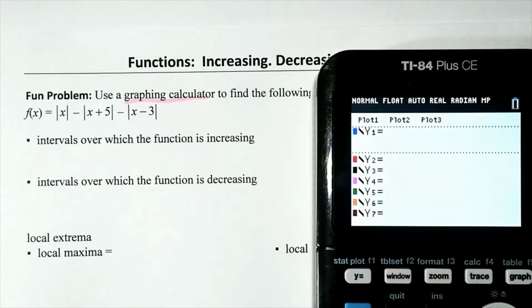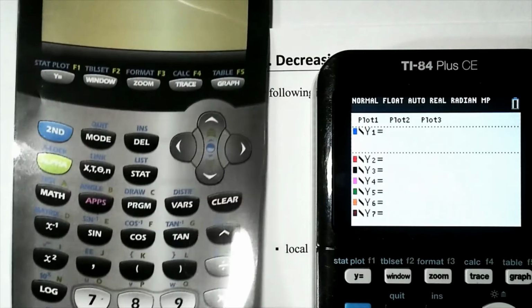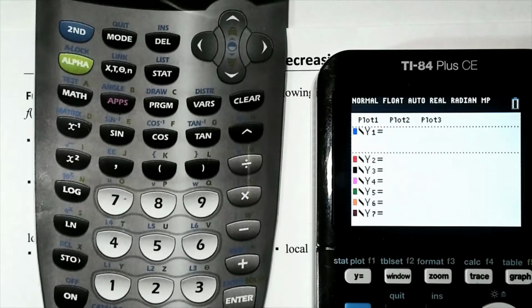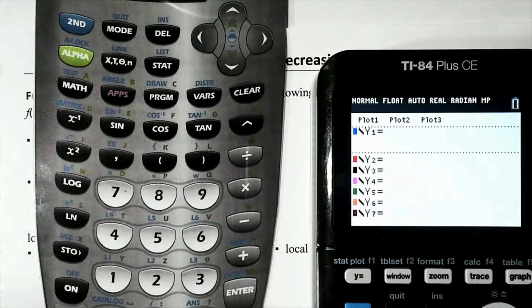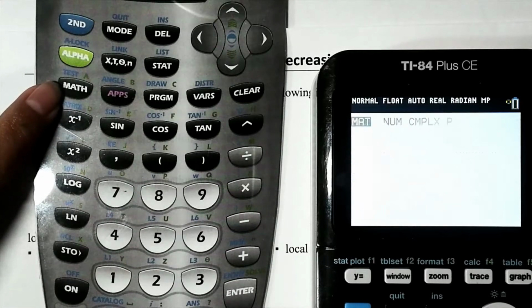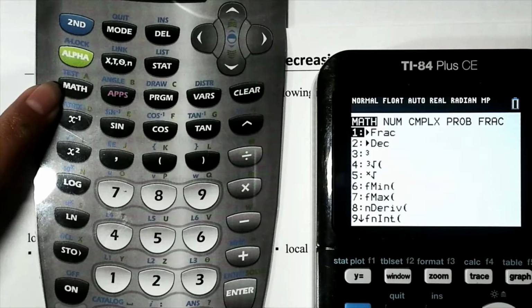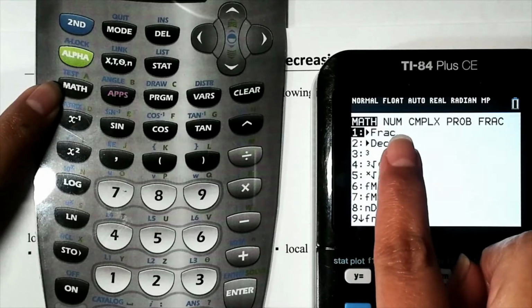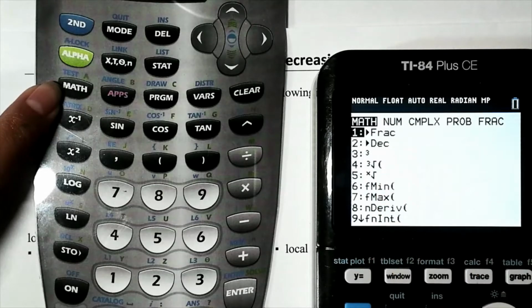Okay, so we want to enter absolute value of x, but the question is, where is that? At a glance, we don't have a dedicated absolute value key, but we're going to have to find it. So together, I want us to press math. Then we're going to hover over to the NUM tab, for number.